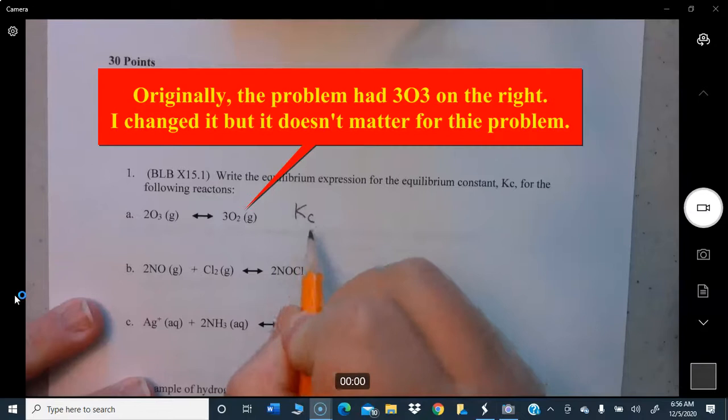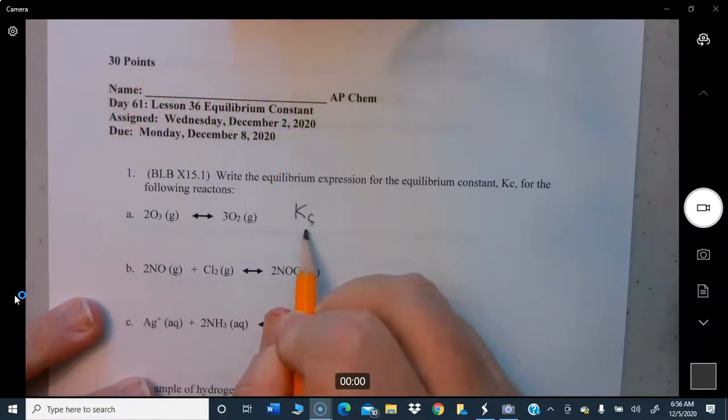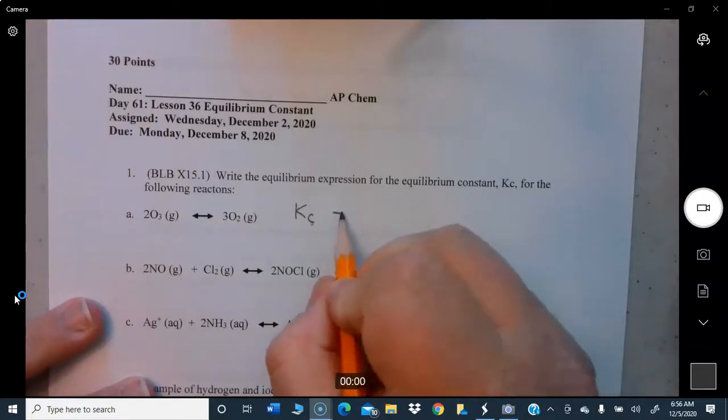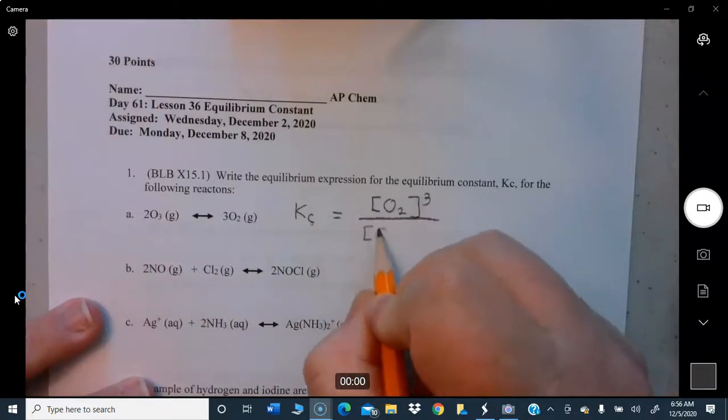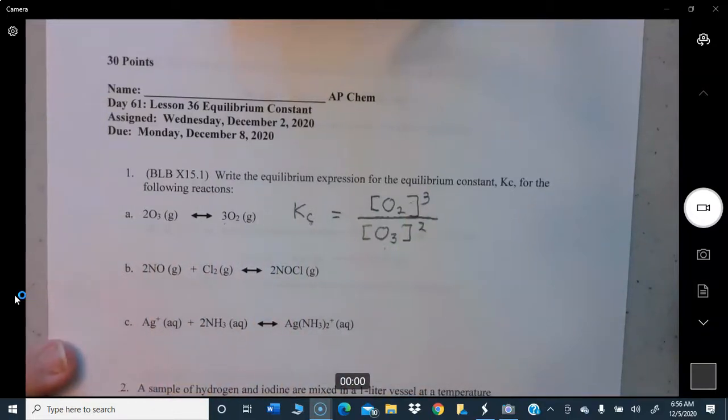Now a gas can use a concentration equilibrium constant, Kc, or it could be Kp, for pressure. In this case, we're going to use Kc. That's all there is to it. It's products over reactants. You take the coefficient and turn it into an exponent. Same there, and that's how you do it. Go ahead and do the next one.